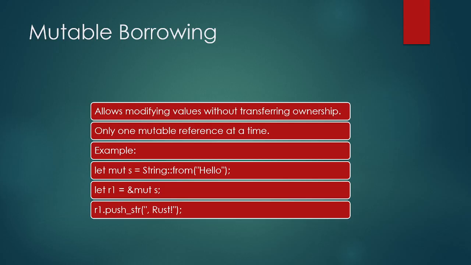Next, let's move to mutable borrowing. It is the same concept, but the difference is that in this scenario we can also perform mutable operations. It allows modifying the value without transferring the ownership. Only one mutable reference at a time. Whenever we are doing some operation, only one mutable reference should be there. If more than one mutable reference exists at the same time, we get a compiler error. I hope this is clear now.